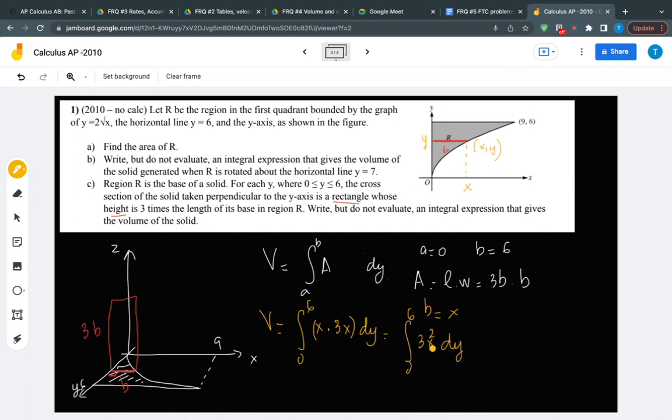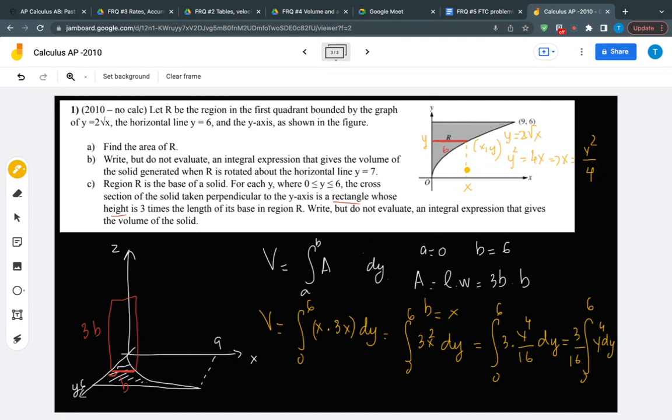However, we have to convert x to y because y here is the variable. You know that on the graph, y is equal to 2 square root x. Then we square both sides: y squared is equal to 4x, so x is equal to y squared over 4. We substitute: 3 times x squared will be 3 y to the 4th over 16, dy. To make it look nice, it is 16 integral from 0 to 6 of y to the 4th dy. So that's the answer for C.